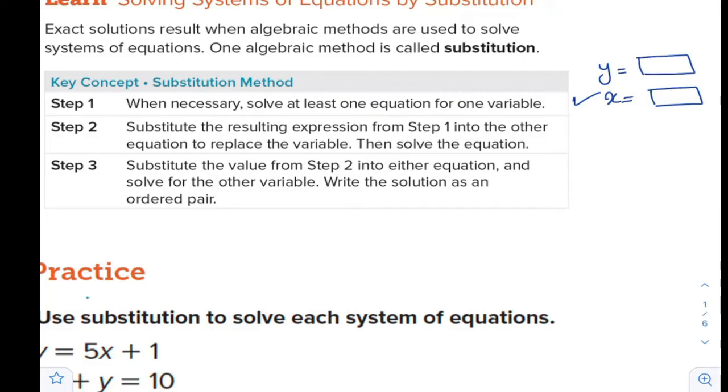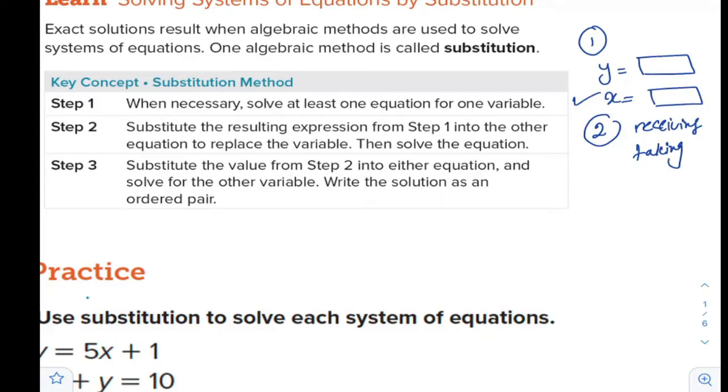Step 1, you will have y or x. Step 2, you will use that expression. Substitute the resulting expression from step 1 into the other equation to replace the variable. So one of the equations will give, the other one will take. One will send, the other will receive. So the other one will be receiving or taking the value.